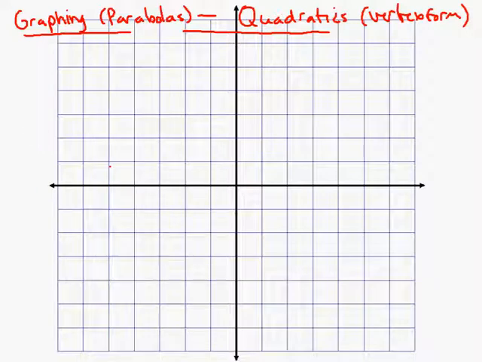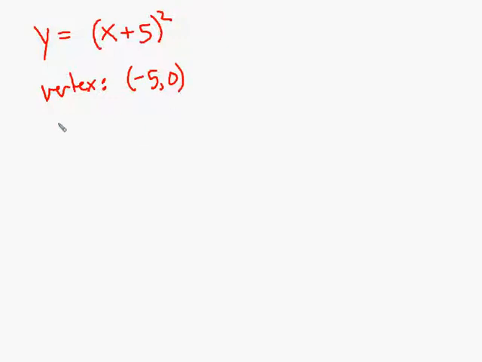Okay, so let's go ahead and try a transformation. So if I had y equals x plus 5 squared, what's my vertex? Negative 5, 0. What's my stretch? Not 0, it's a 1. Okay?